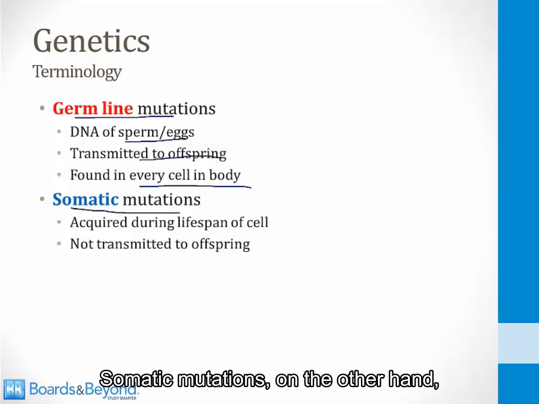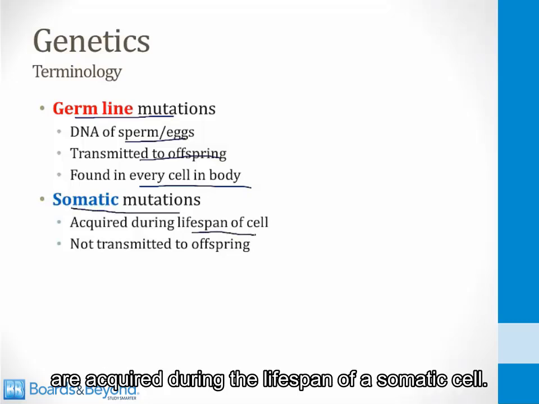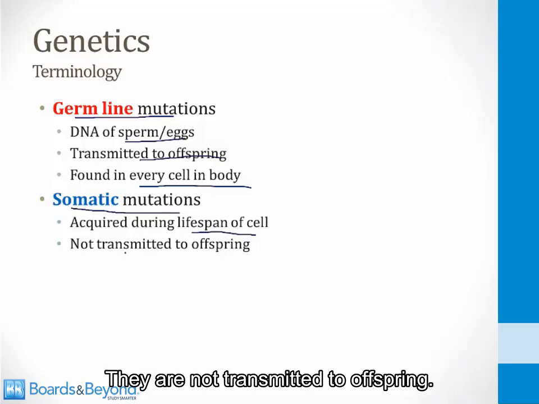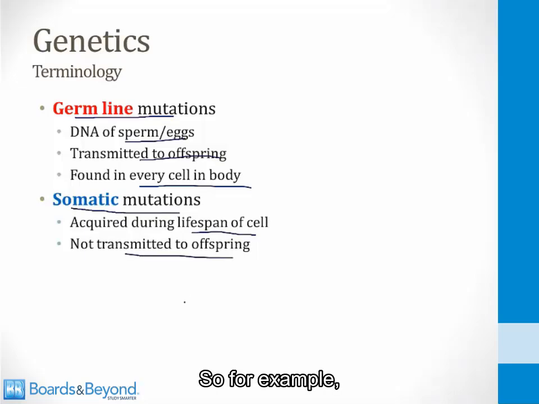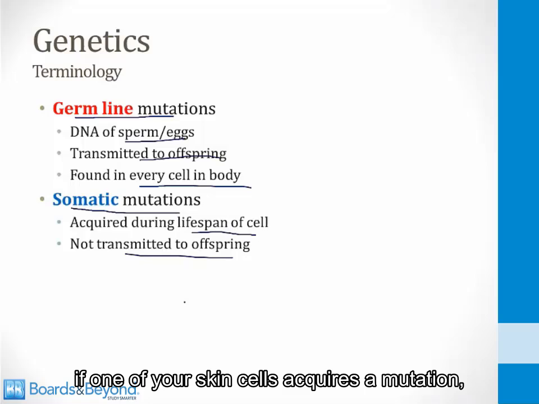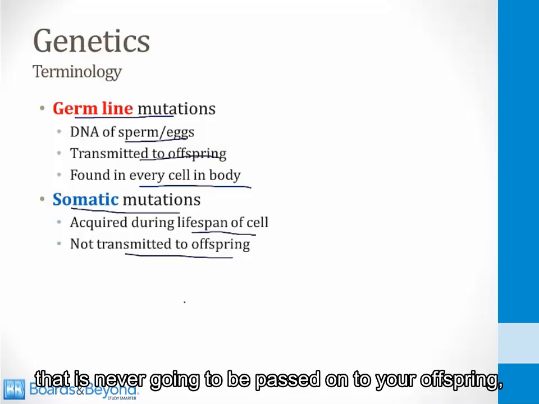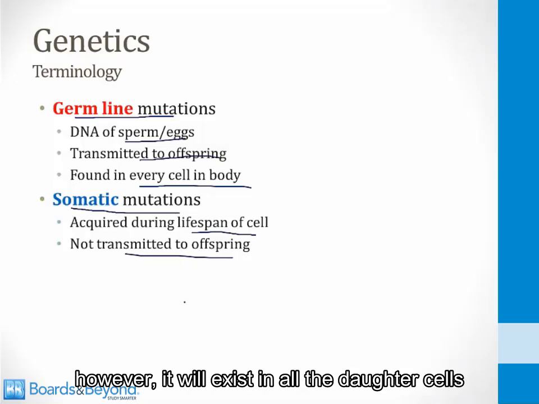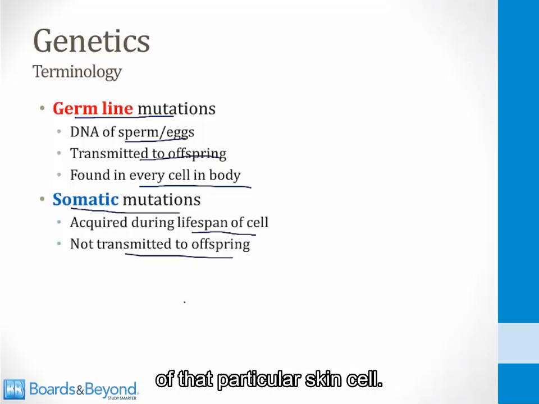Somatic mutations, on the other hand, are acquired during the lifespan of a somatic cell. They are not transmitted to offspring. So, for example, if one of your skin cells acquires a mutation, that is never going to be passed on to your offspring. However, it will exist in all the daughter cells of that particular skin cell.